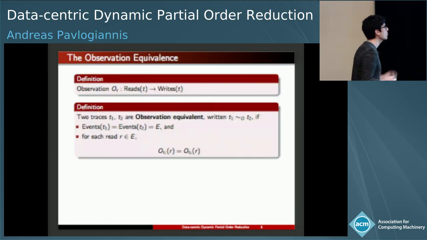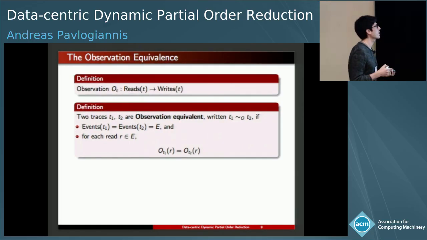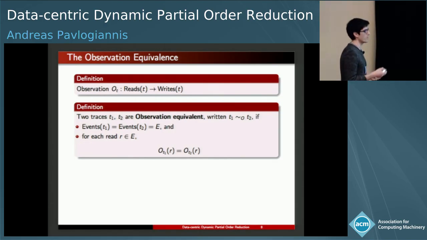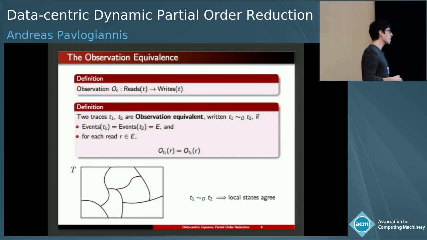So a bit more formally, we have a trace T, and we define its observation function to map every read of the trace to the write that it observes. Then we say that two traces are observation equivalent, and we write it like this, if they consist of the same set of events, and moreover, they agree on their observation functions. So every read observes the same write in both. So again, we have another partitioning of the trace space, which is also sufficient for our purposes.